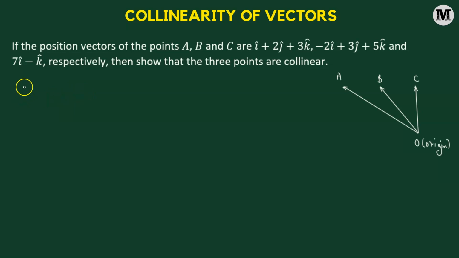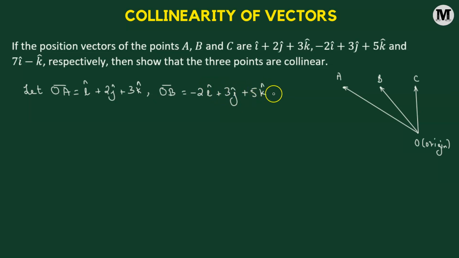So now, let's define the position vector of point A, which is given by the vector OA. So we're going to represent it by the vector i cap plus 2j cap plus 3k cap. Then position vector of point B given by OB vector, this is going to be represented by negative 2i cap plus 3j cap plus 5k cap. And then position vector of point C, that's OC vector, this is given by 7i cap minus k cap.